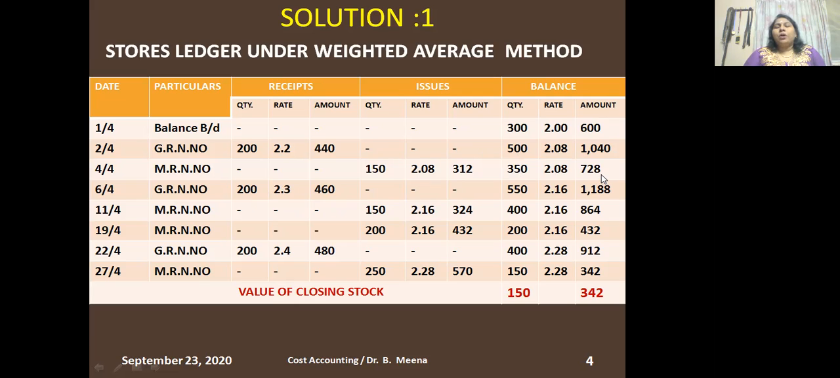Then the value of stock already existing is 728. Then I will add the new value 460 along with the existing 728. What is the new value of the stock? 1188. Whenever I'm receiving materials, after the receipt of materials, I should calculate the new rate. How to calculate the new rate? The value of stock divided by the quantity of materials in stores. So I'll get the new rate as 2.16.